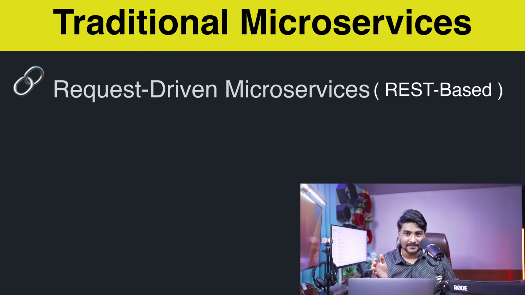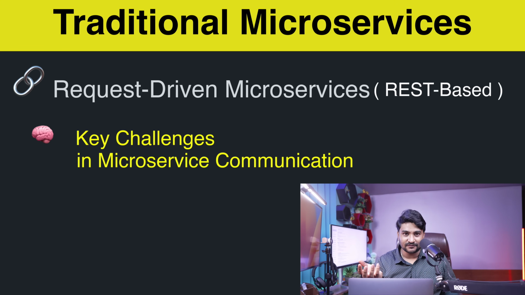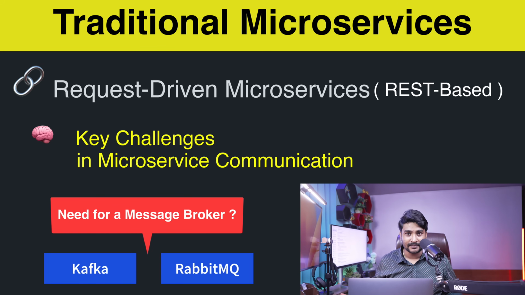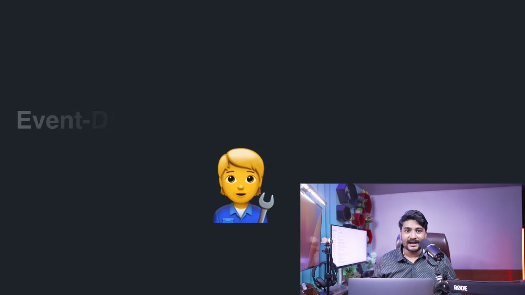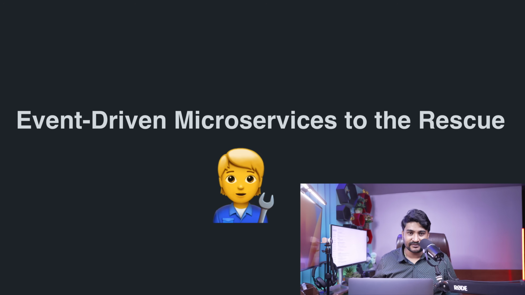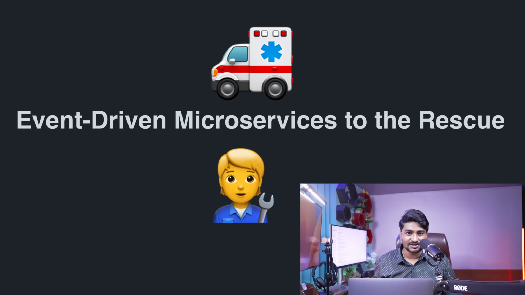with the REST API, what problem we face over there, and why we need to bring in some message broker like Kafka or RabbitMQ. What is the work of it? And then I will introduce event-driven microservices and the challenges it solves.